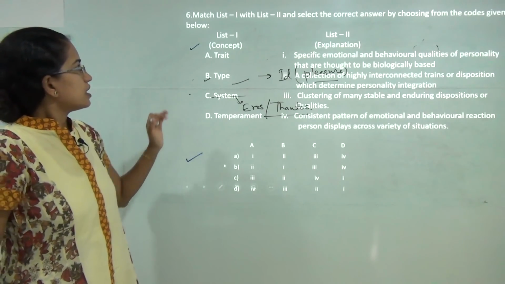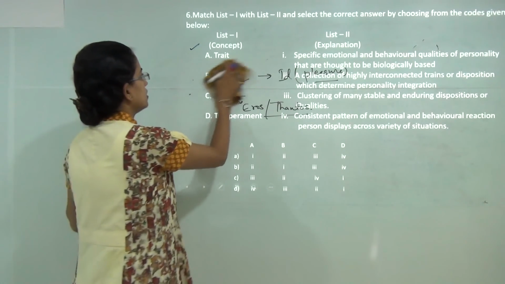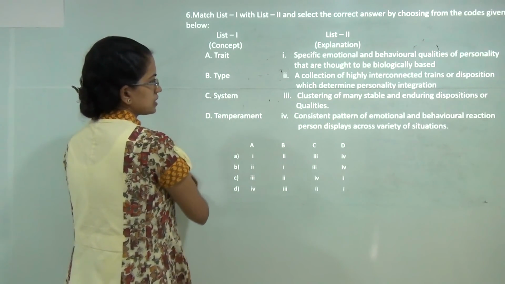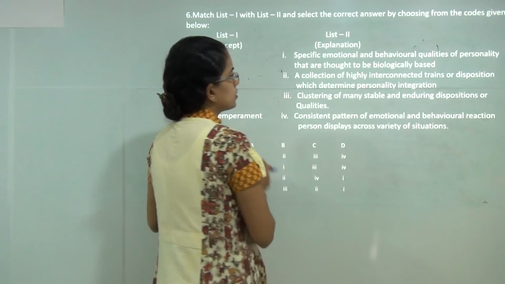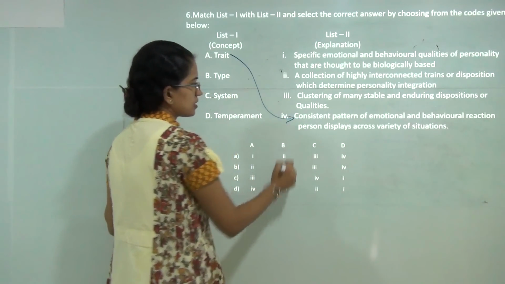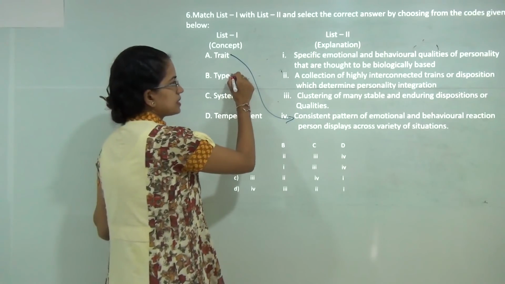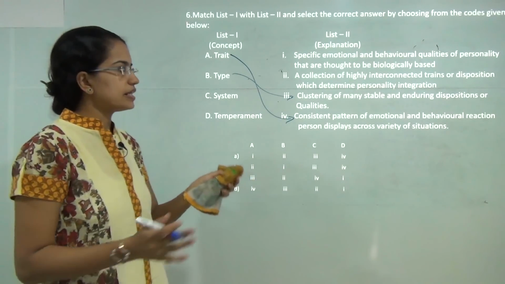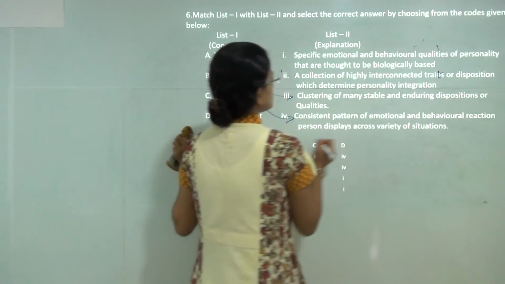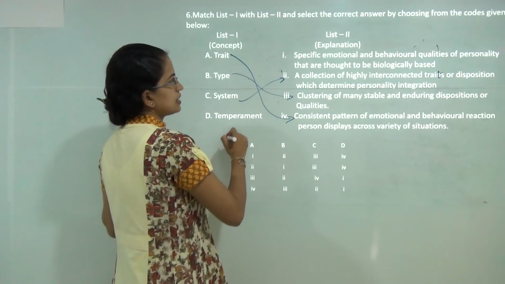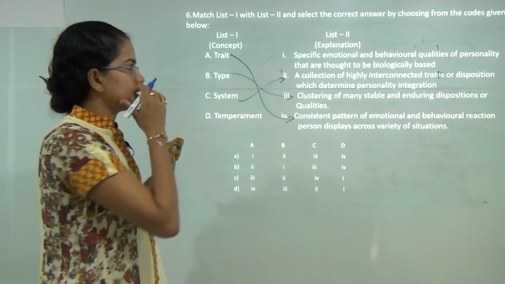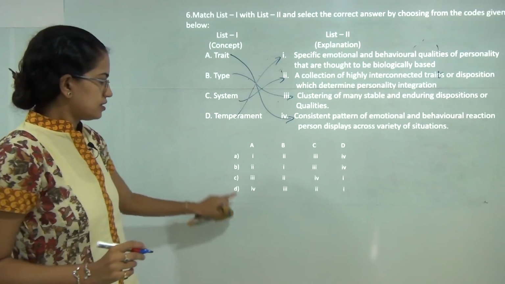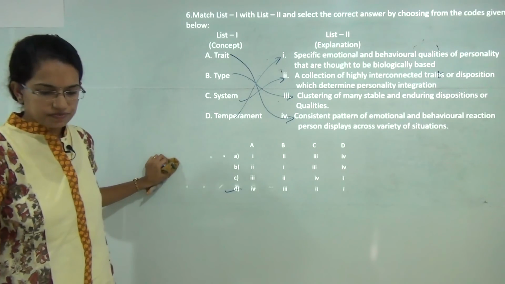Next question. This question is a simple matching of a concept with its definition. You have trait. By definition I can say it is a consistent pattern of emotional and behavioral reaction that a person displays across various situations. However, type is a kind of enduring disposition or quality. You have system, which is a collection of many traits and dispositions which determine personality integration, and finally temperament is a specific behavior of a person that is thought to be biological. So the answer would be 4, 3, 2, 1. That would be D. Next question.